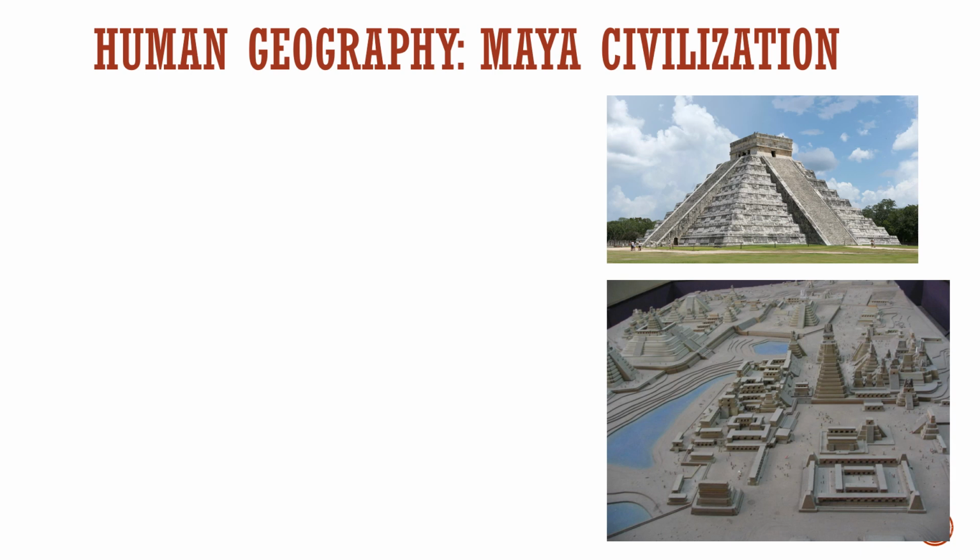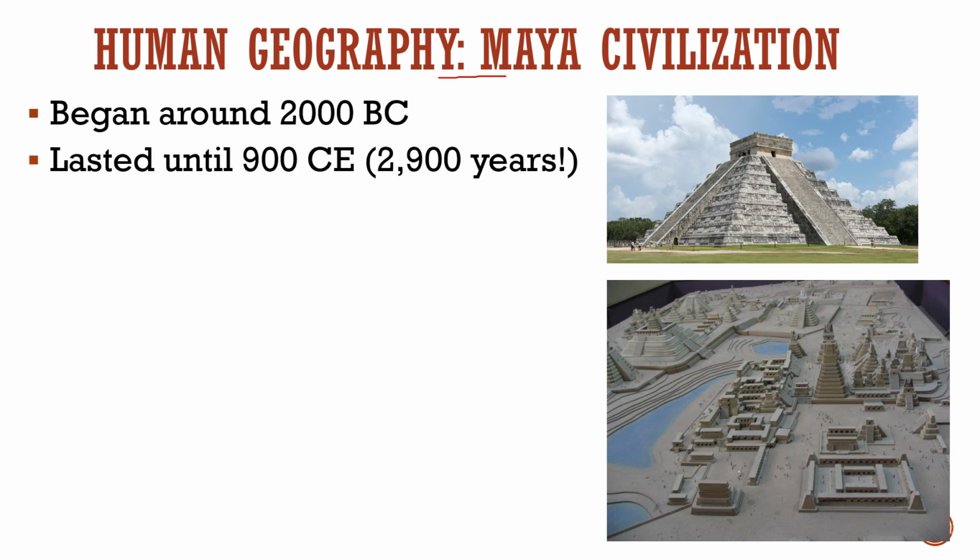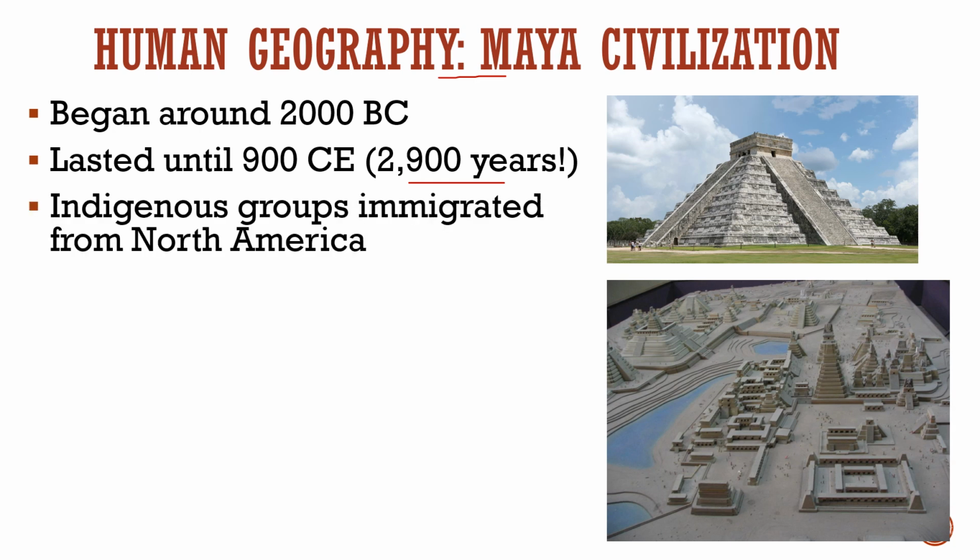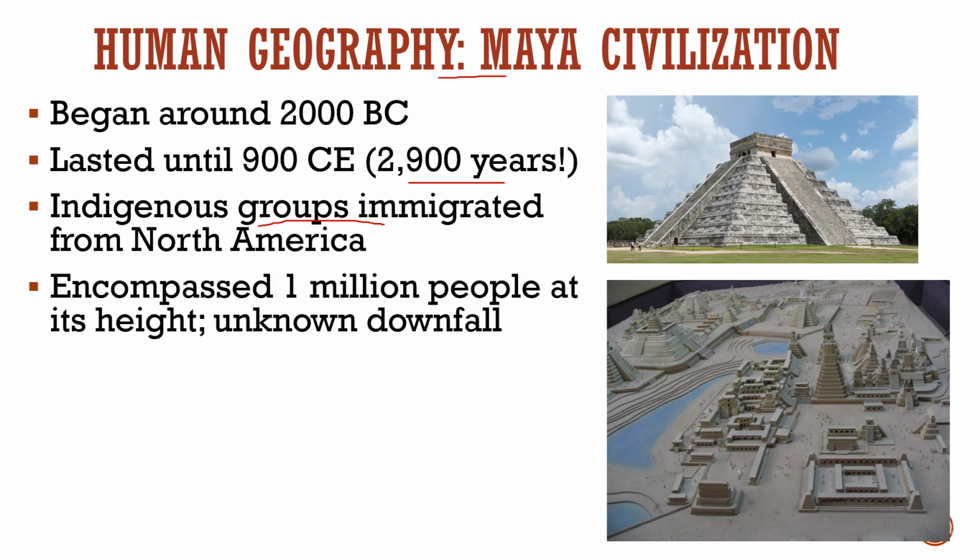All right, so now switching into our human geography, the Maya civilization is where we're going to start. This is around 2000 BC, and it lasted until 900 AD or CE. Those two terms are used interchangeably. So this civilization was about 3,000 years, and in terms of civilizations, that's a very, very long time. These are the indigenous groups. They immigrated in from North America. It encompassed about 1 million people at its height.